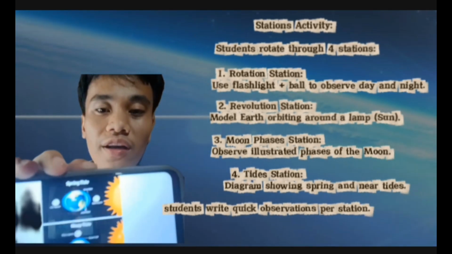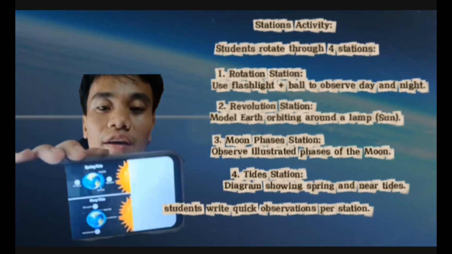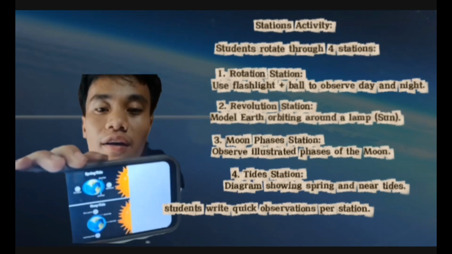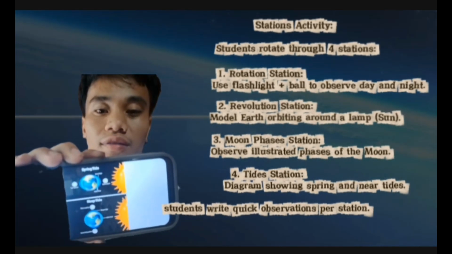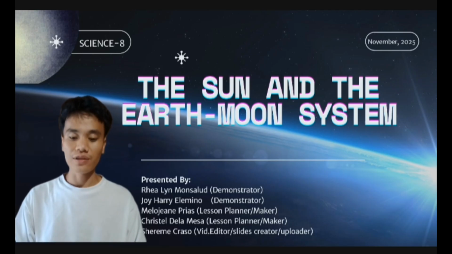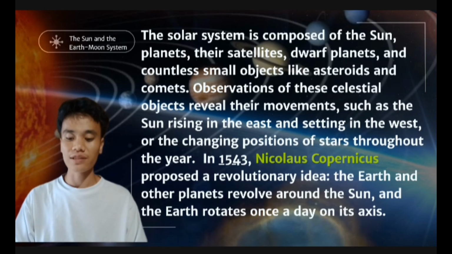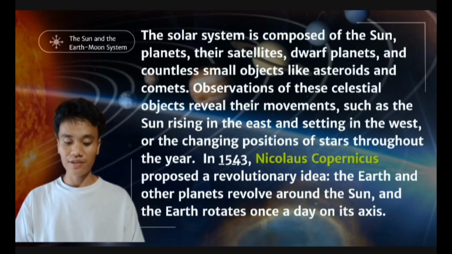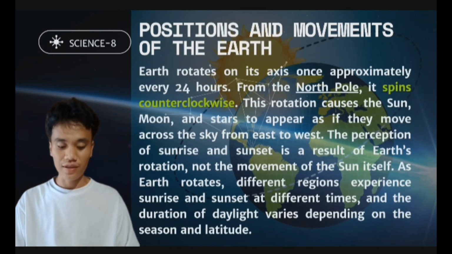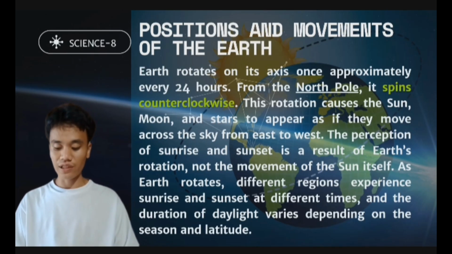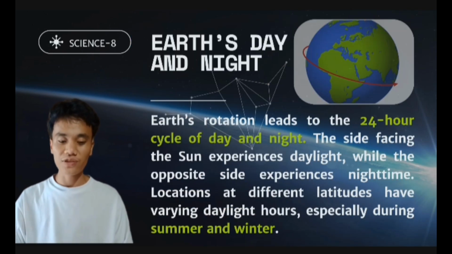Okay, next, let's go to positions and movements of Earth. Earth rotates on its axis once approximately every 24 hours. From the North Pole, it spins counterclockwise. This rotation causes the Sun, Moon, and stars to appear as if they move across the sky from east to west. The perception of sunrise and sunset at different times and the duration of daylight varies depending on the season and latitude.